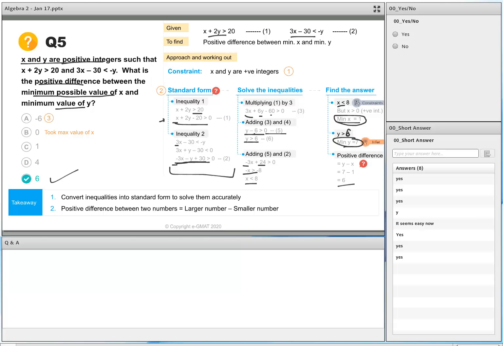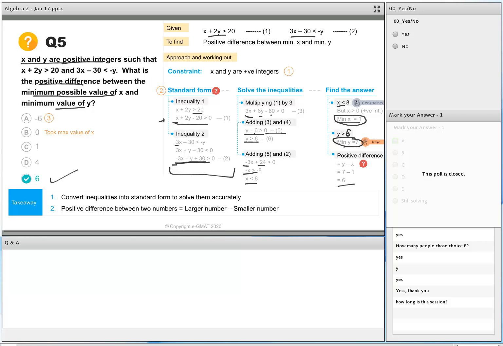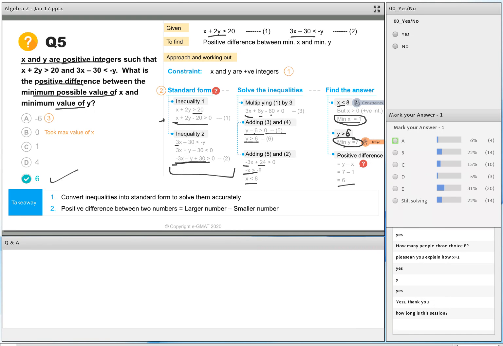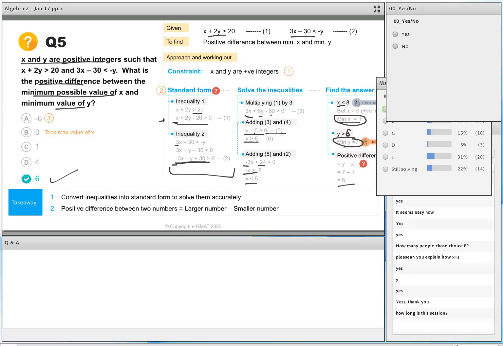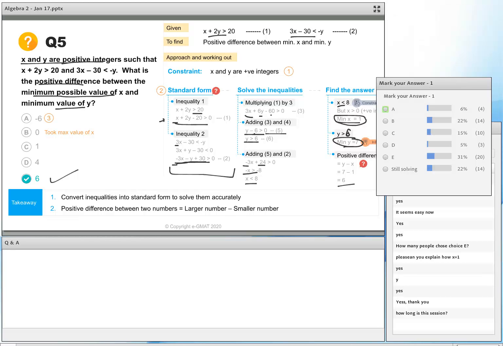So essentially, the process to solve this question remained the same, but it was reiterative. We had to do it twice, once for x, once for y. That was the reason the question was a bit more involved. How many people chose choice E? Let me get the answer poll for all of you and broadcast the results. 31% of you, that is 20 people, told me that the answer for this question is choice E. But again, as long as you learn, it always ends on a positive note.